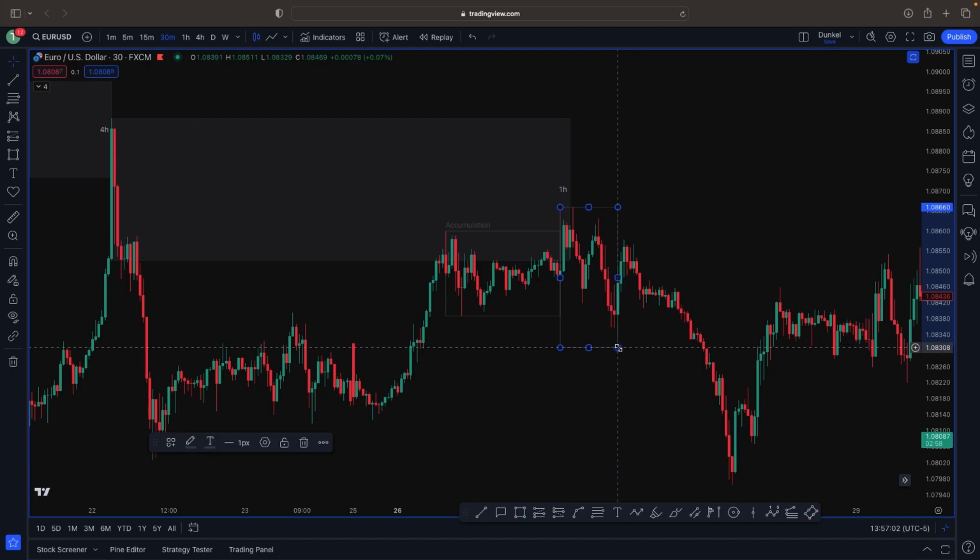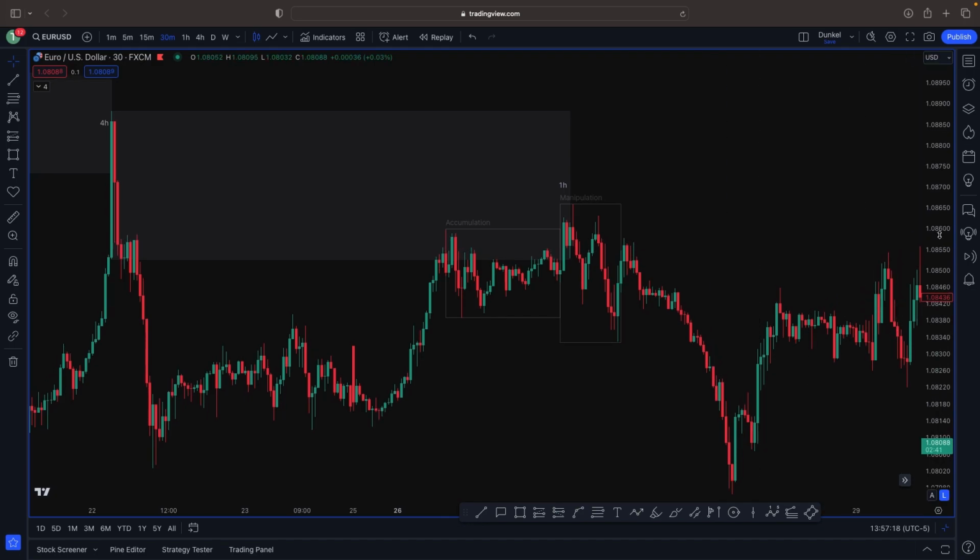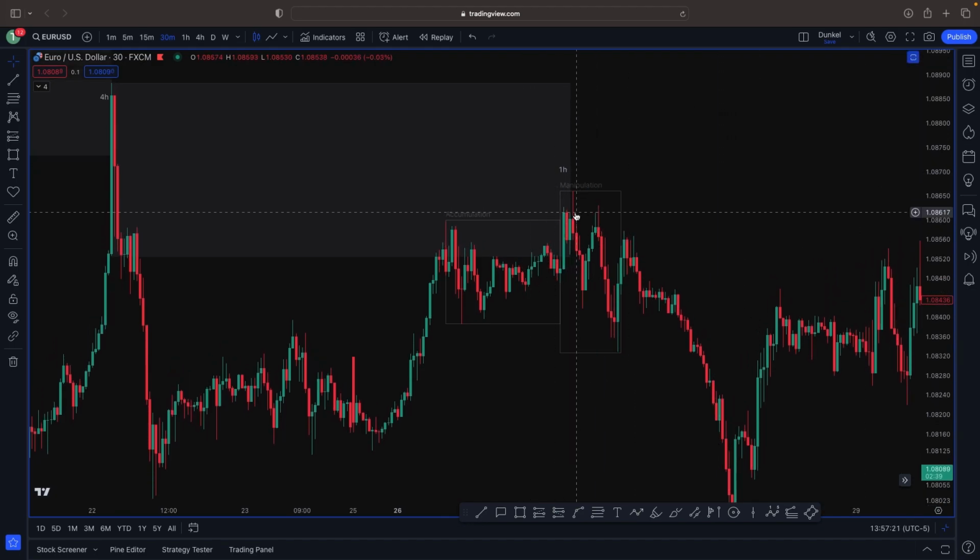Most of the time this takes place during London session, so you have the accumulation during Asia session, the manipulation during London session, and then the distribution during New York session. Right here there also was a great entry opportunity targeting the accumulation low. However, I missed this one because I wasn't at the charts at that moment.